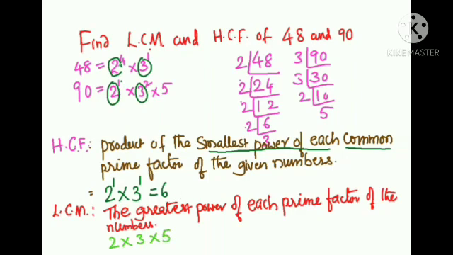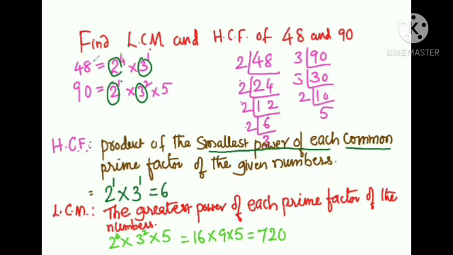Now select the greatest power. 2 power 1, 2 power 4. This is the greatest one. So 2 power 4. Here 3 power 2 is the greater one. Now multiply all the numbers. 2 power 4 means 2 multiplied 4 times, 2 into 2 into 2 into 2. So 2 power 4 means 16. 3 power 2 means 9, and 5. By multiplying this, 144 into 5, 720. This is the LCM of the given numbers 48 and 90.